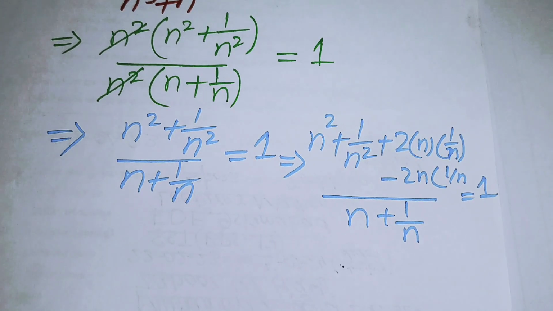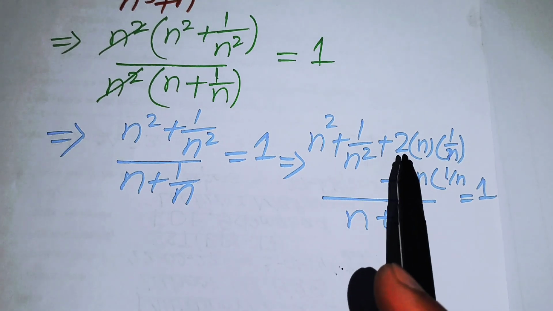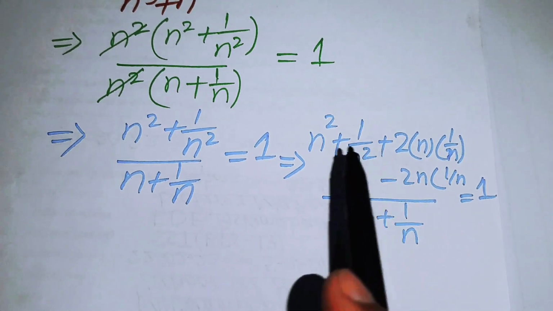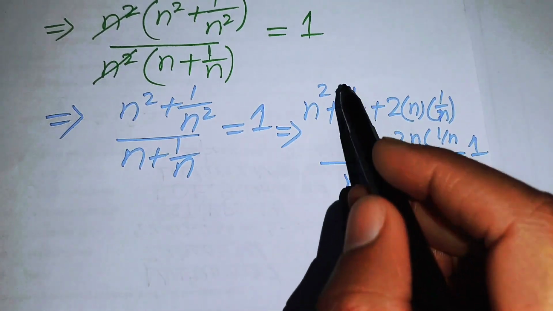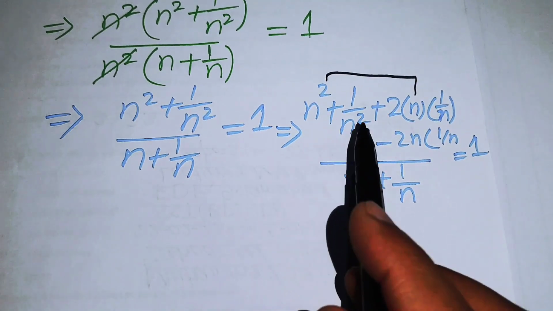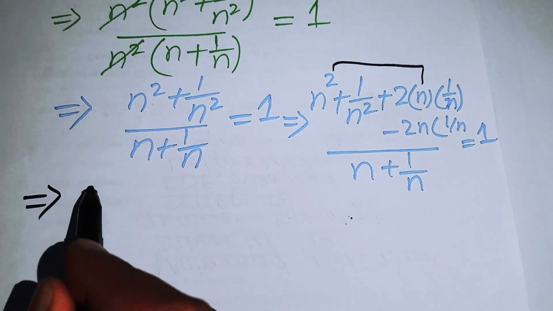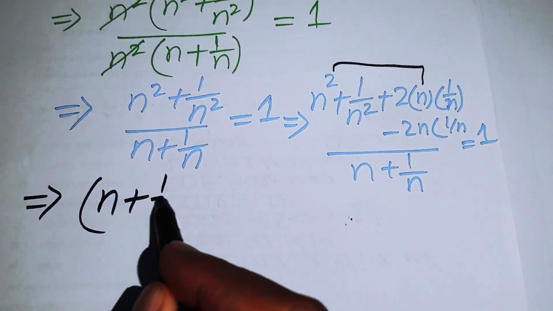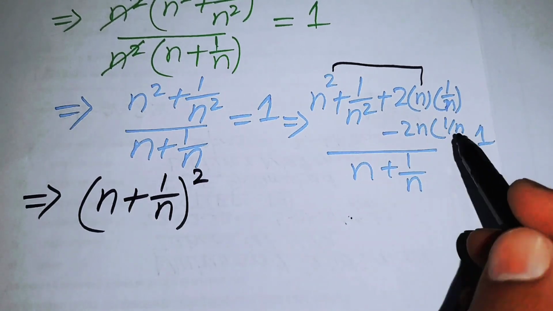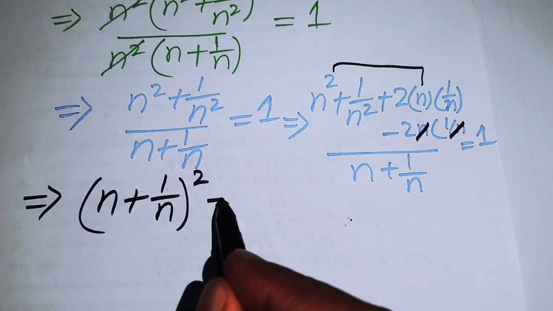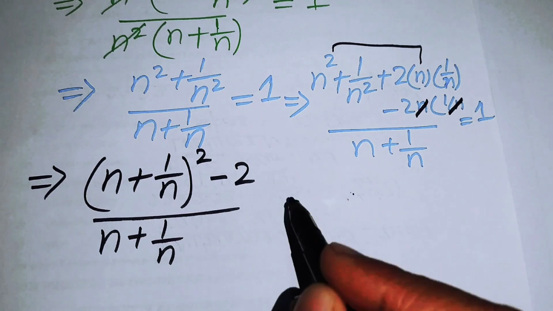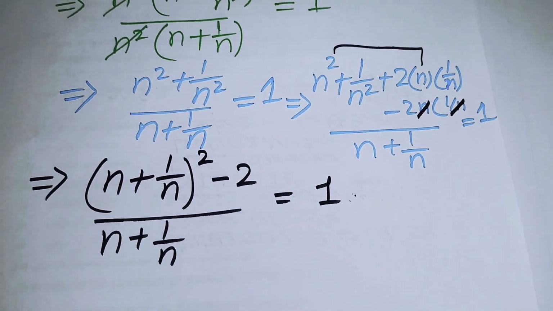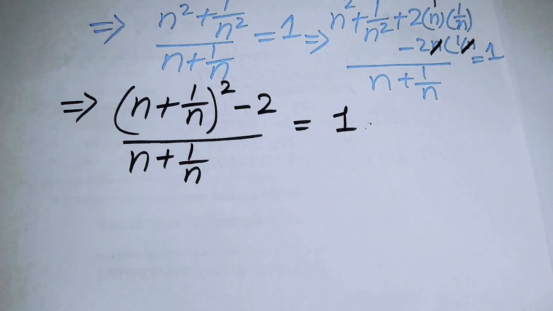So now in the next step you focus on n square plus 1 over n square plus 2 times n into 1 over n. So we make the complete square by combining these terms. So when you combine these terms, then you get n plus 1 over n whole square. So we write in this way, n plus 1 over n whole square, and this n is cancelled by this n, and we have minus 2, and over we have n plus 1 over n, and it is equal to 1. So now in the next step we convert this nice equation into the quadratic form.